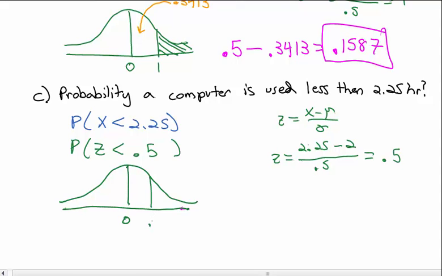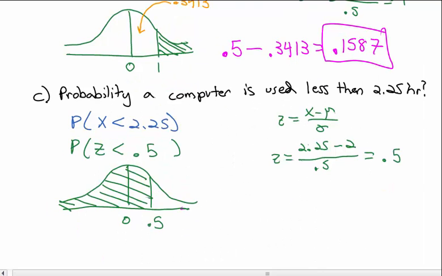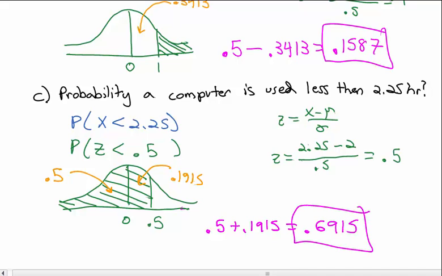So here's 0. 0.5 is positive, and we want to be less than 0.5. So that's the area to the left. The 0.5 is 0.1915. So that area is 0.1915. But we also want the left side. We want all of it. So that area is 0.5. So my probability is 0.5 plus 0.1915, which is 0.6915, the probability that a computer is used less than 2.25 hours.